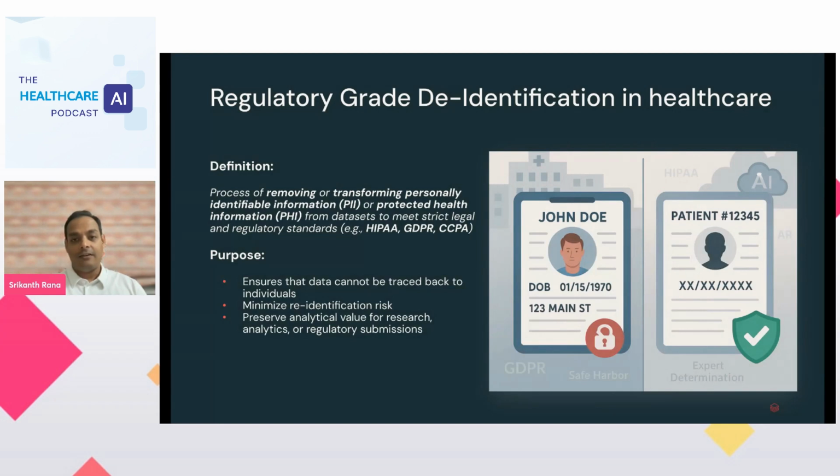So, let's understand regulatory grade de-identification in healthcare. It's the process of removing, masking, or transforming personally identifiable information or protected health information from datasets to meet strict legal and regulatory standards. The purpose here is to ensure that data cannot be traced back to a specific individual. It's also important to minimize any kind of re-identification risk while preserving analytical value for research, analytic, and regulatory data submission purposes.